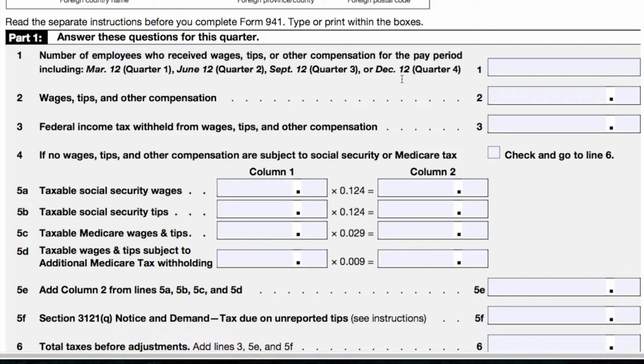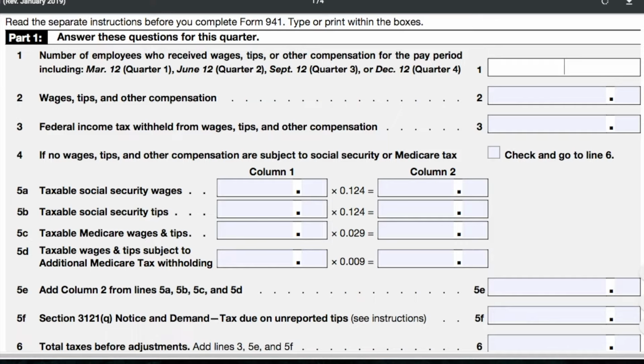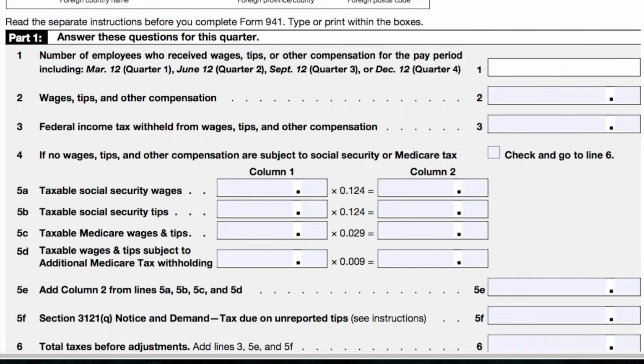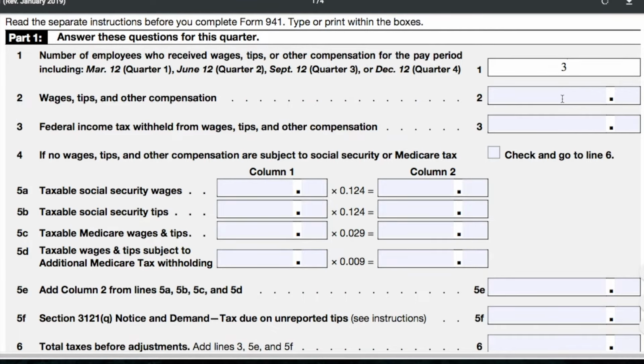It's easy to break down wage and withholding information by quarter if you use accounting software or payroll software. Start with the number of employees in line 1. These could be full-time, part-time, or seasonal employees, anyone who received wages during the quarter, with the exception of independent contractors, farm workers, and household employees. You should also exclude seasonal workers for whom you did not pay any wages this quarter. In our example, we'll pretend that we have 3 employees for ABC Bakery LLC.